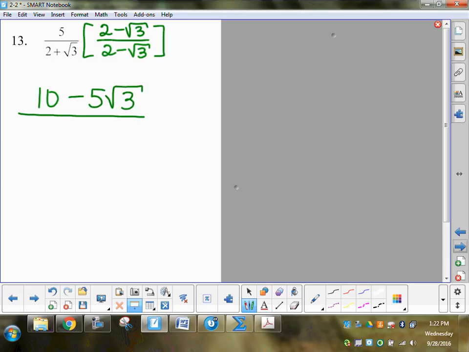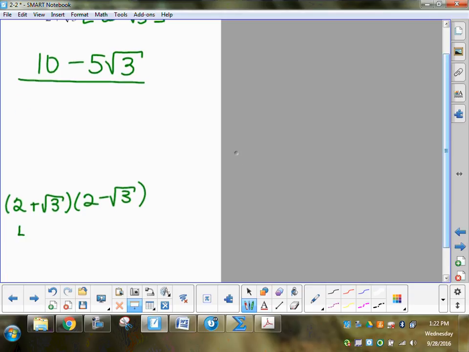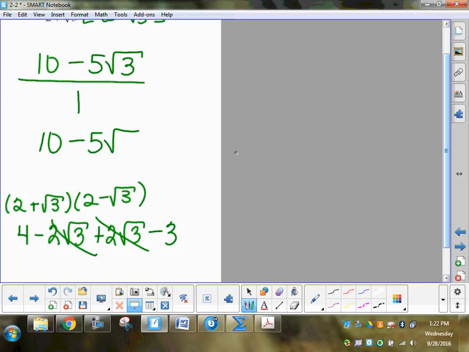Now, down below, we've got a binomial that we need to square. So do that down on a little bit of a separate area here because we don't want it muddying up the question. We've got 2 plus root 3 times 2 minus root 3. If I FOIL this out, my first terms would give me a 4. The outside terms give me a negative 2 root 3. The inside terms give me a positive 2 root 3. And my last terms are going to multiply together to give me a negative 3. What happened? What's the benefit of what we just did? Those are now gone. What's 4 minus 3 going to give you? 1. So your final answer would be 10 minus 5 radical 3.